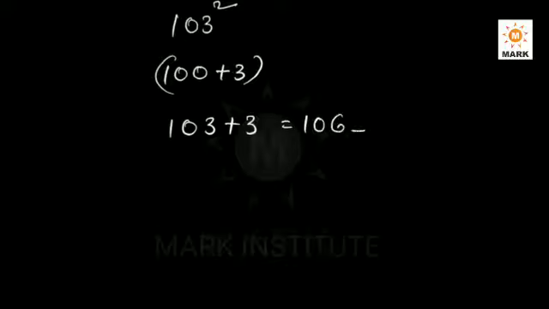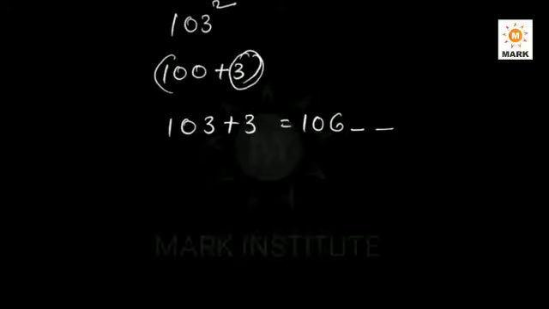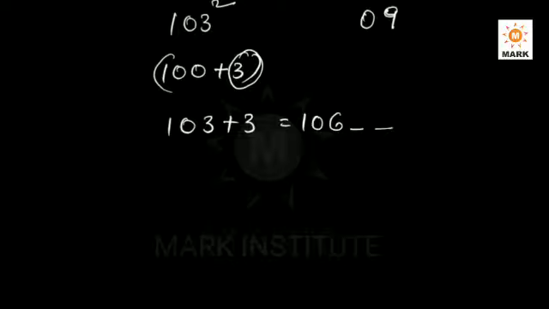After that write 2 digits. What do you have to write in these 2 digits? 3 square, the whole square of this number. What is 3 square? 9. How to occupy 9 in 2 digits? You have to make it 09. So 10609 will be your answer.